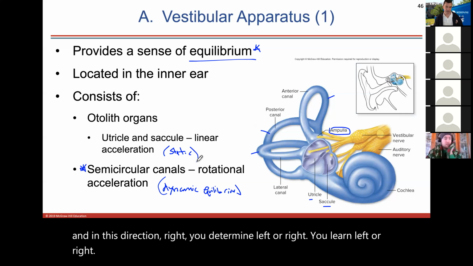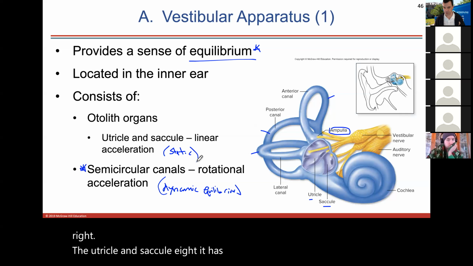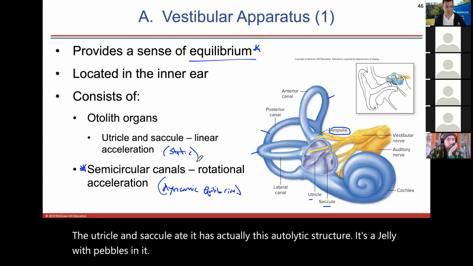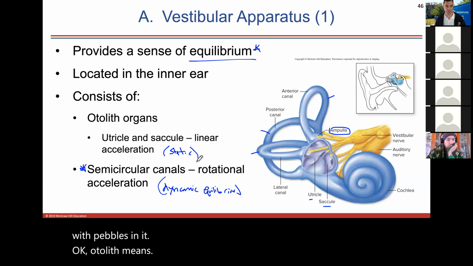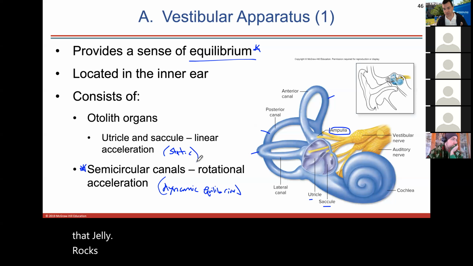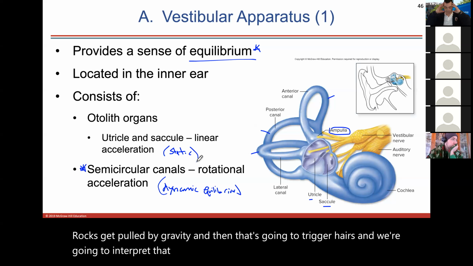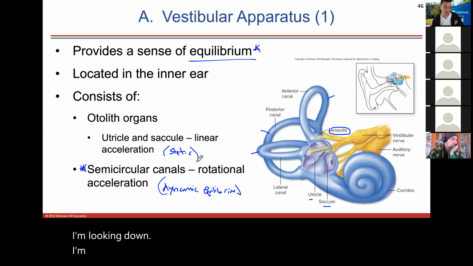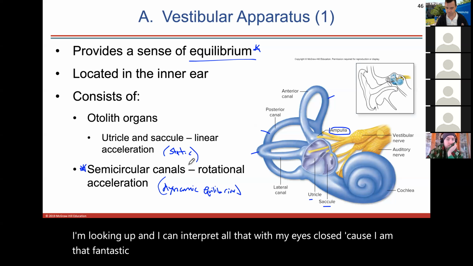The utricle and the saccule actually have this otolithic structure. It's a jelly with pebbles in it. Otolith means pebble, stone. These otolithic pebbles are embedded in that jelly, and the rocks get pulled by gravity, and that's going to trigger hairs, and we're going to interpret that as I'm looking down, I'm looking up. And I can interpret all that with my eyes closed because I am that fantastic, right? But any of you can do that.